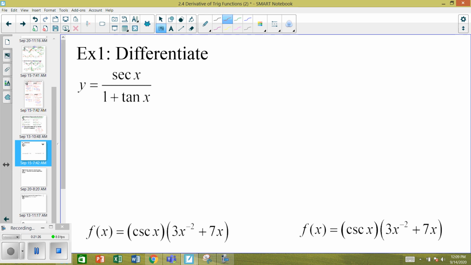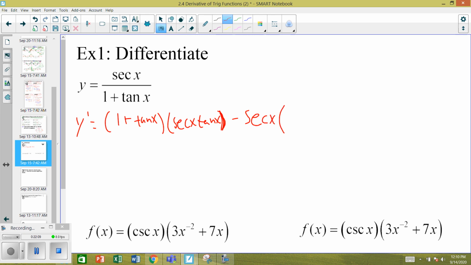So here it says, differentiate, take the derivative of secant x over 1 plus tan x. All right. I got a quotient with a bunch of trig in it. So let's do the quotient rule. So in this particular example, y prime equals, all right, low d high. So low is 1 plus tan x, d high, derivative of high, secant, is secant x tangent x. So that's low d high, minus high, and then d low.